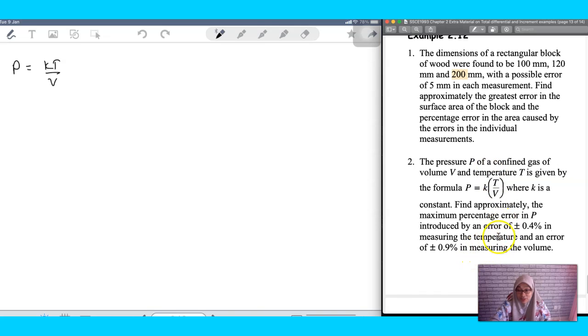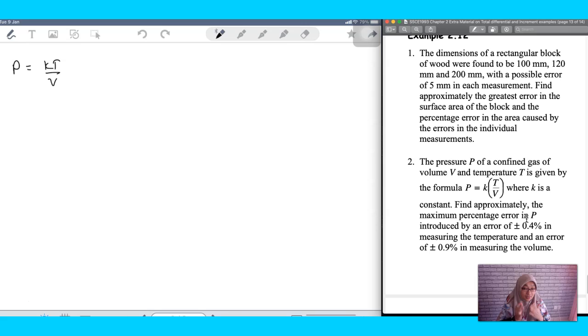But in this case, as you can see here, there is no such information provided. There is no specific value of T, and there is no specific value of V. They just give you this information, the function and also the error. That's it. And how can you calculate the dP after this, when the values of T and V are not given?